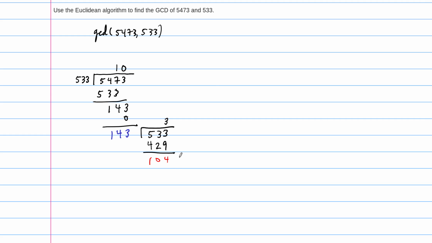All right, next step. This goes into now 143. How many times? It goes in once. 104, we subtract. We're left with this time 39 as our remainder. Let's color code that one. We see how this works, right? Let's make that one green.